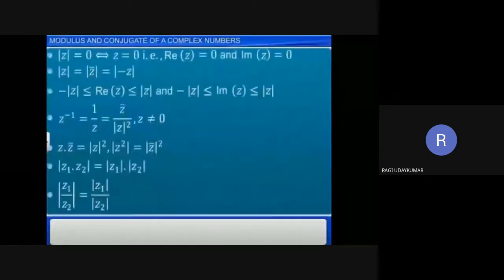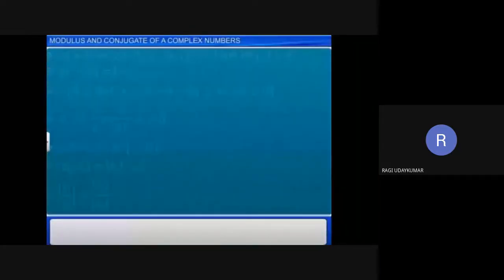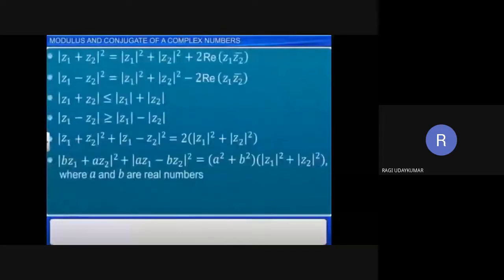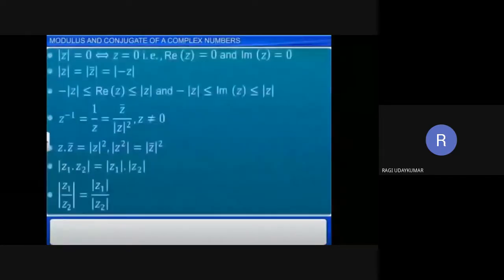So these are the main results you can see here. Modulus of z is equal to 0 implies z equal to 0. It means the real part is 0 and the imaginary part is 0. These are some of the results here.